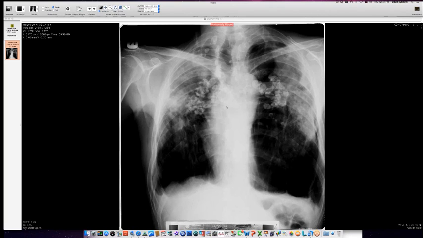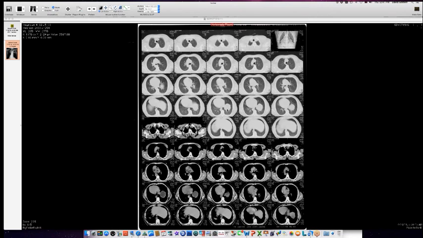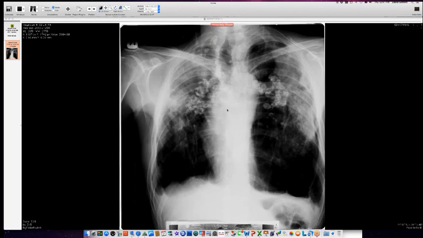And the other case, there's a third case of, I'm having trouble advancing this here. Okay, well, there's another case that is very similar in terms of being a coal worker with lots of distortion and calcified lymph nodes, but not as many in the neck. David, why are you calling this silicosis and not coal worker's pneumoconiosis, since he worked in a coal mine?